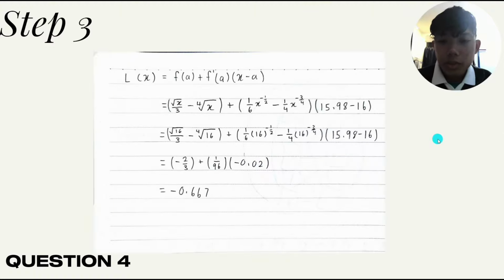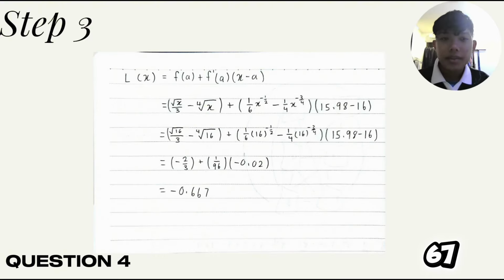So the last step is to use the approximation formula. Substitute f(x) and f prime with the equations that were just found. x will be substituted with 16 because it is f(a) and f prime(a). After substituting, make a bracket for each equation so it will be easier to calculate one by one to avoid any error. So we will get negative 2 over 3 plus 1 over 96 multiplied by negative 0.02 and get the final answer, that is negative 0.667. That's all from me.